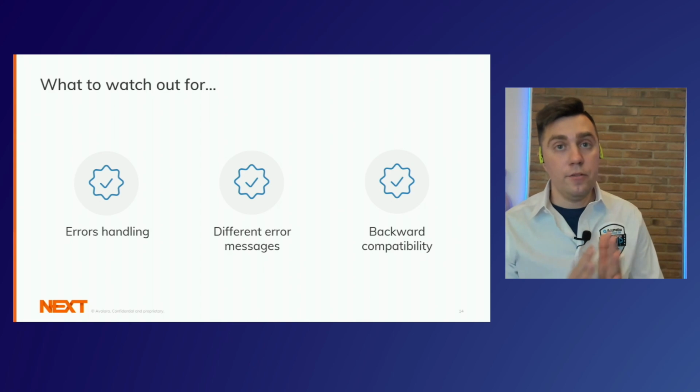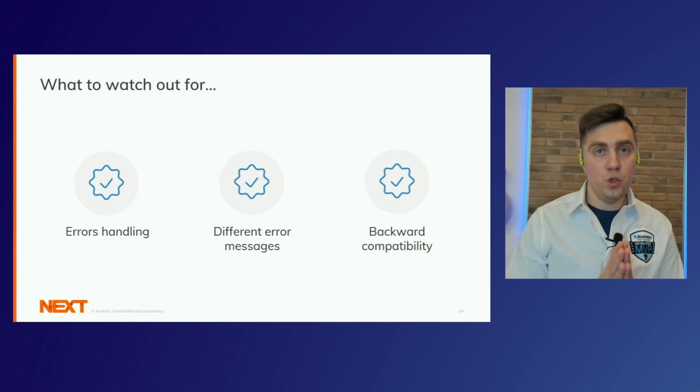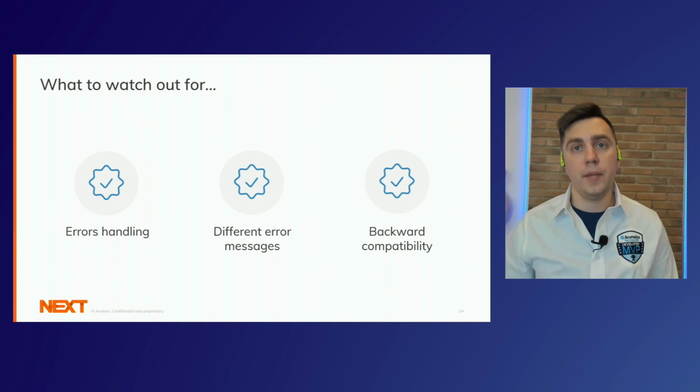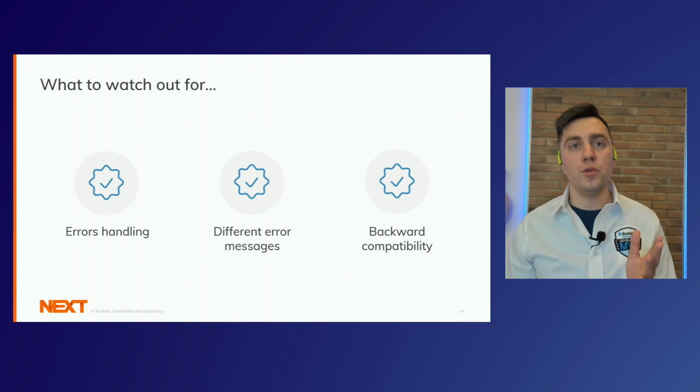All right, in this part, I will tell you what to watch out for. I'm confident that our experience will save you some precious time. Generally, there are three things we faced during our implementation: different error handling between SOAP and REST, different error messages, and some issues with NuGet packages backward compatibility.